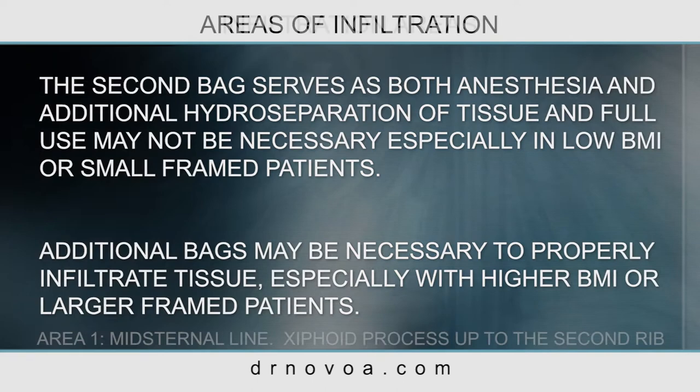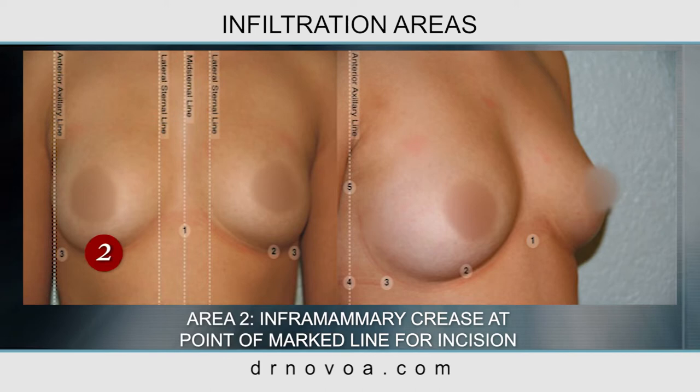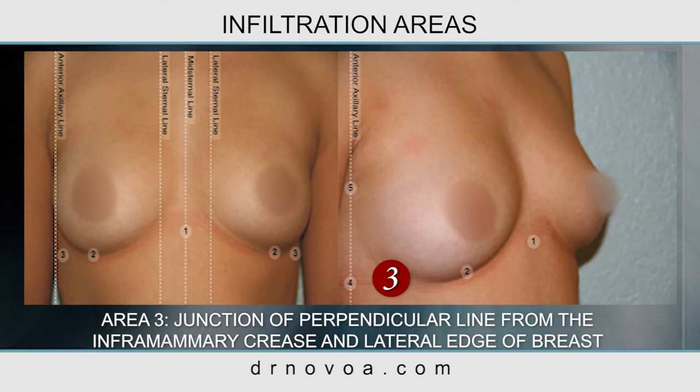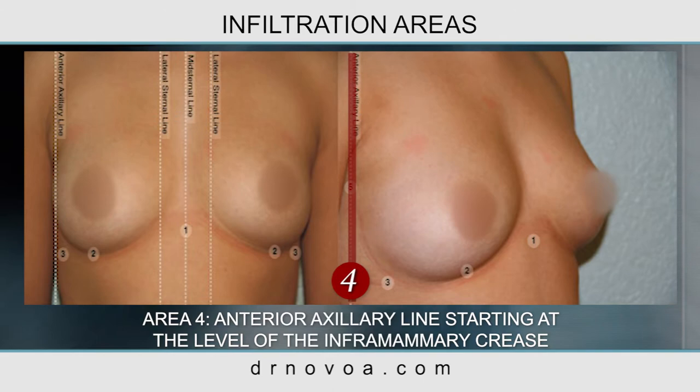Area 1 is from the mid-sternal line from the xiphoid process up to the second rib. Area 2 is along the inframammary crease. Area 3 is from the junction of the perpendicular line from the inframammary crease and the lateral edge of the breast. Area 4 is from the anterior axillary line, starting from the level of the inframammary crease up to area 5.